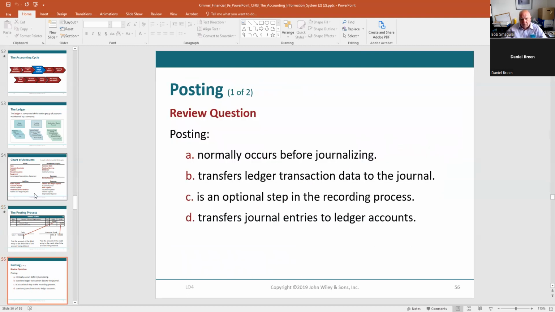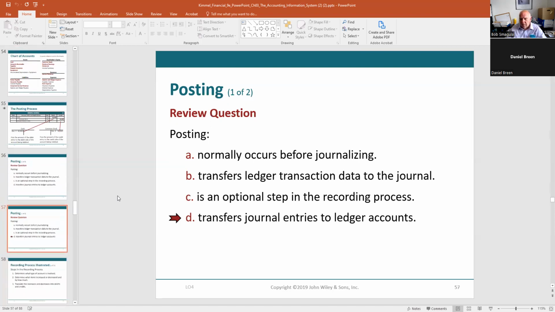Posting normally occurs before journalizing. No. Transfers ledger to the journal. No, it's the opposite. It's D. Transfers journal entries to the ledger accounts, okay?